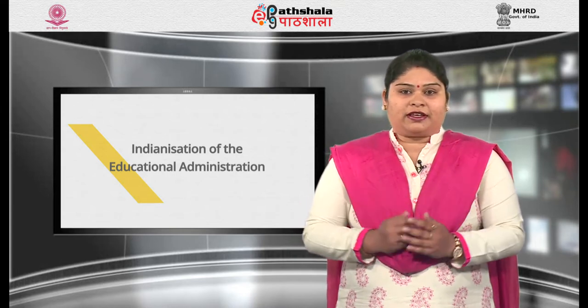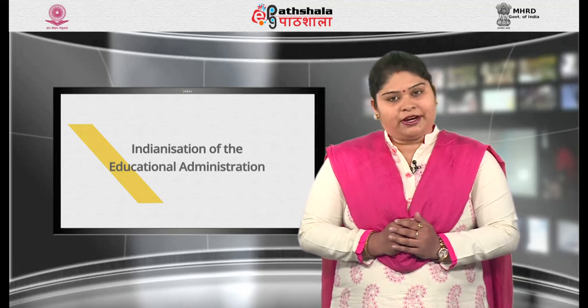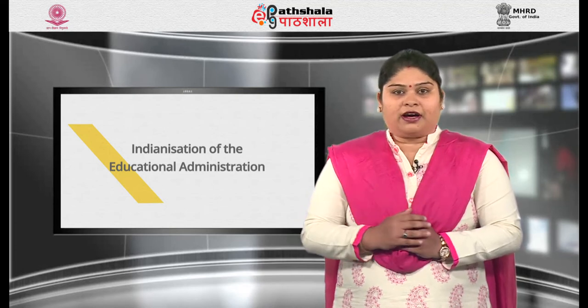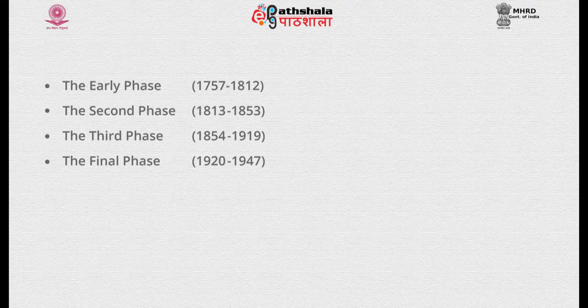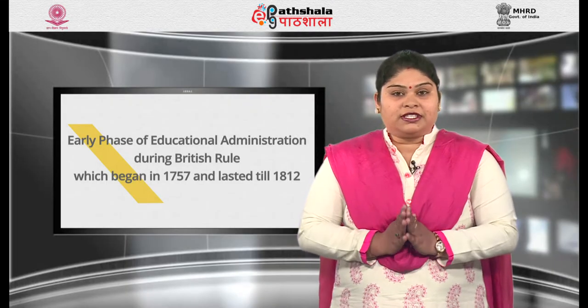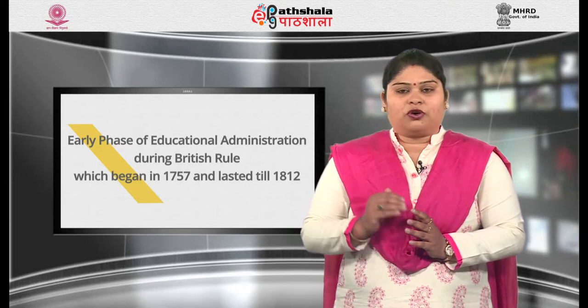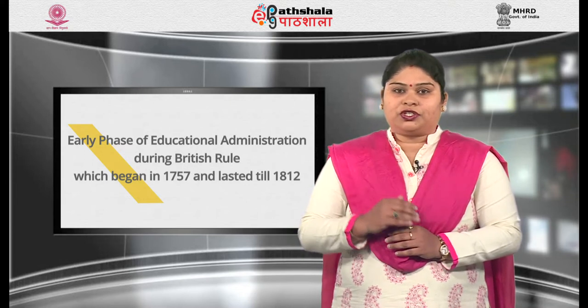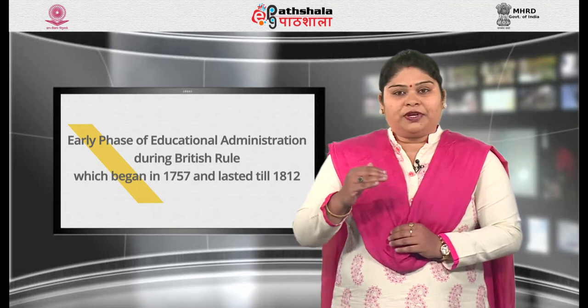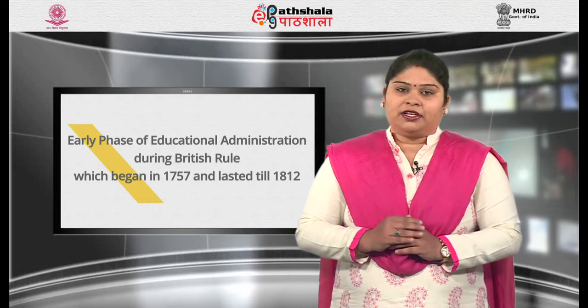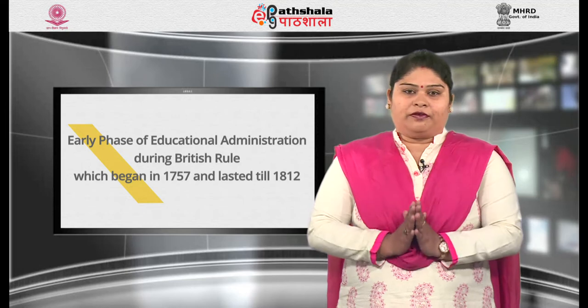We can classify the development of educational administration during the British era into the following phases. Now, first of all, we will discuss the early phase of educational administration during British rule, which began in 1757 and lasted till 1812.